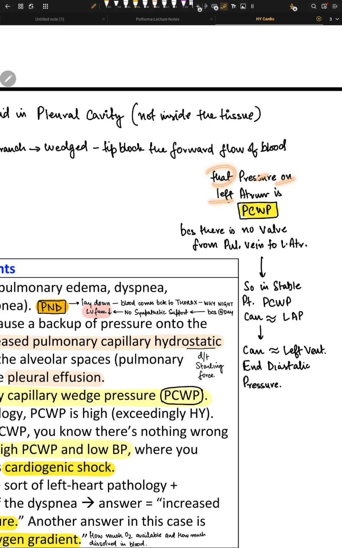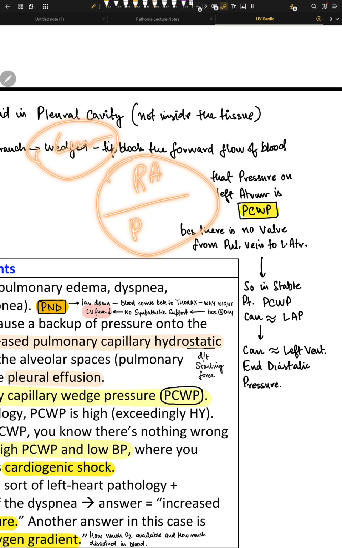So that pressure in the left atrium is PCWP because there is no valve from the pulmonary vein to the left atrium. So in a stable patient, PCWP can be equal to LAP because there is no communication. So this is my, okay, wait, let me draw it. This is the lungs. Okay, imagine with me. This is my heart. This is my right heart. This is my right atrium. This is my right ventricle. This is my body.